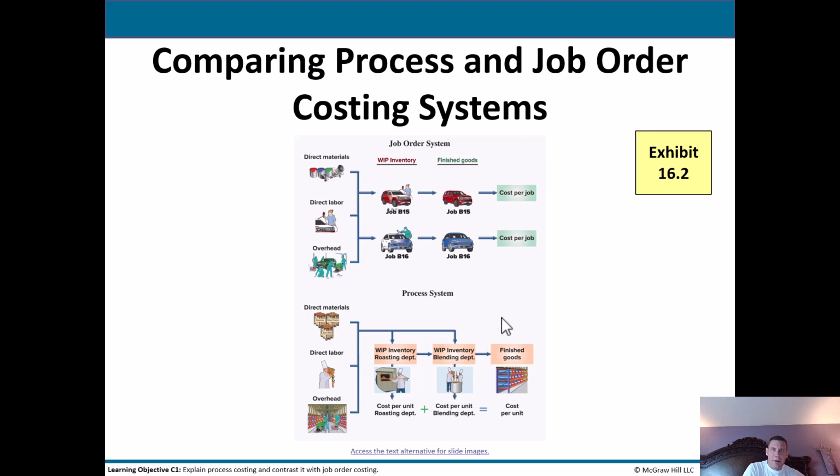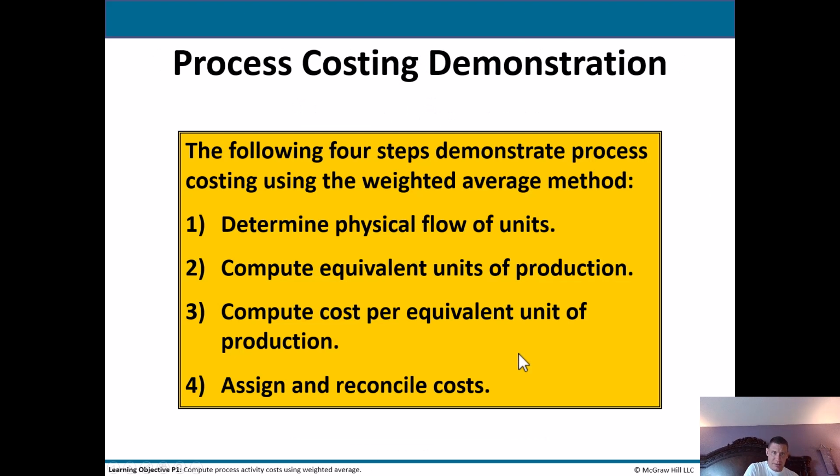In terms of comparing process and job order costing systems, we think of job order as low volume production, custom made, and that's what you see at the top here. And then this is what we're going to focus on in this chapter, the process costing system. So direct materials, labor, and overhead, just like above. But the delineation now is done by departments. You can see here the roasting department, and they have a certain cost per unit. Then the units go to the blending department, they add their cost per unit, and then they have a total cost per unit as it sits in finished goods.